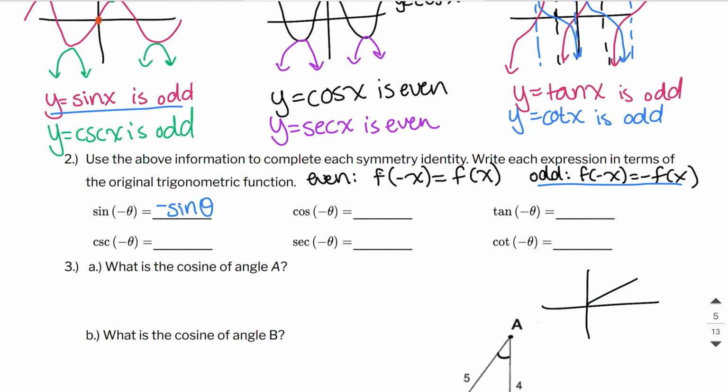Okay, so now cosine of negative theta, we know that cosine is even, so f of negative x would have to just be equal to f of x. So cosine of negative theta would just have to be cosine of positive theta.